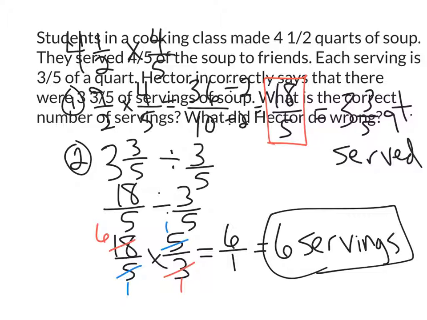So basically, if we were working this out, Hector said there were 3 3/5 servings of soup. So all he did actually was find how many quarts that they served. He didn't find how many servings that would amount to.